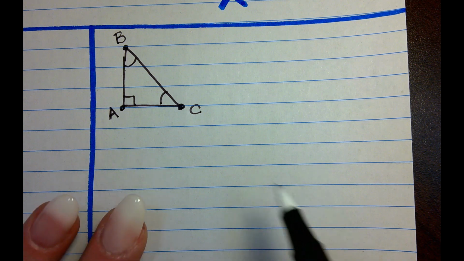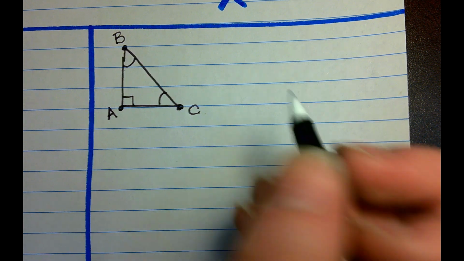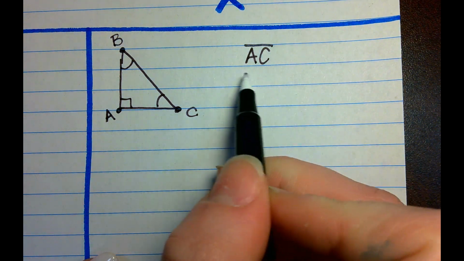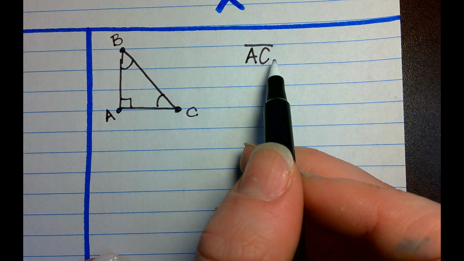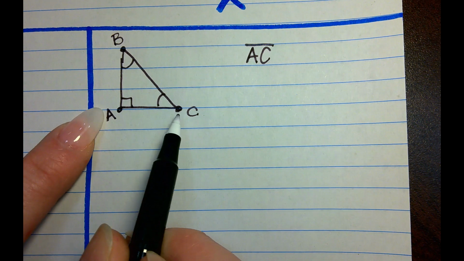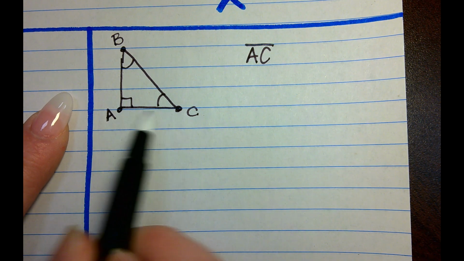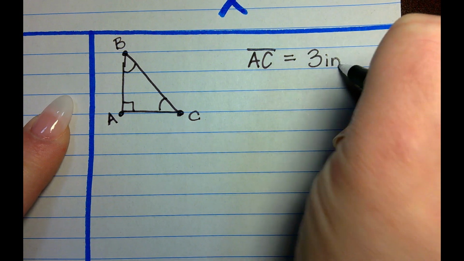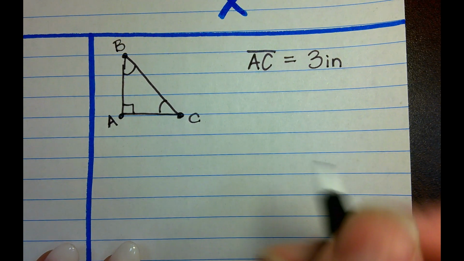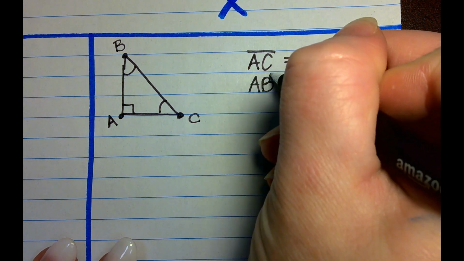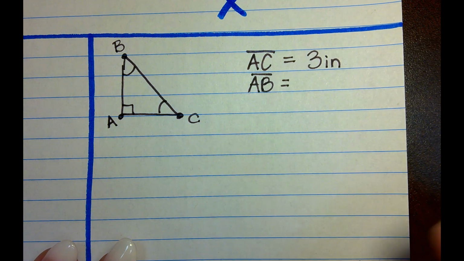So when you see a problem where you're trying to solve for side lengths, it's going to look like this. I'll give you a side length. I'm going to tell you that the line segment AC, with a line over it, tells me that the line where A and C are my endpoints, this side length, equals 3 inches. And then I would ask you to find AB and BC.